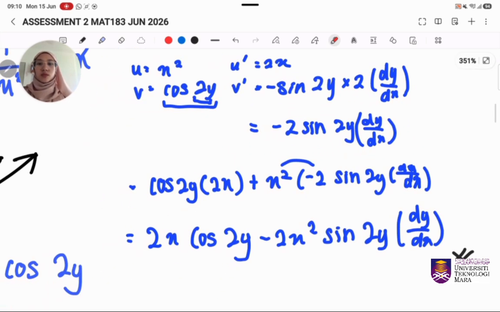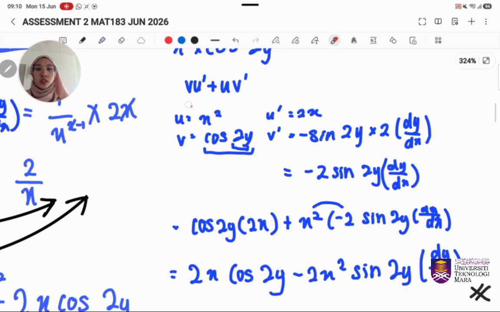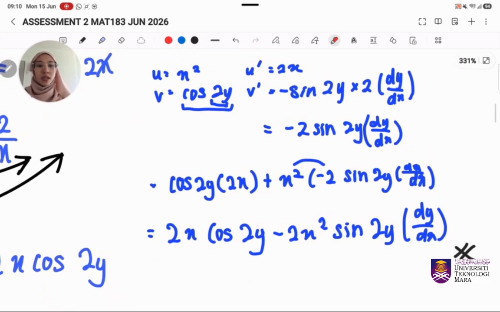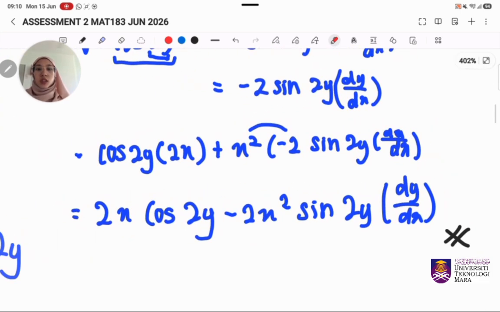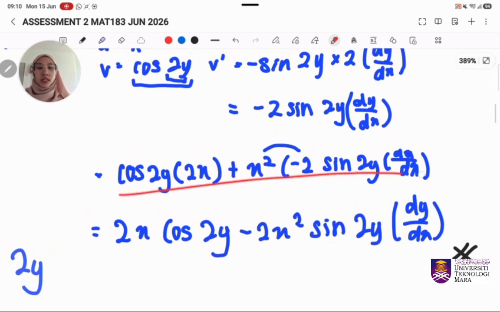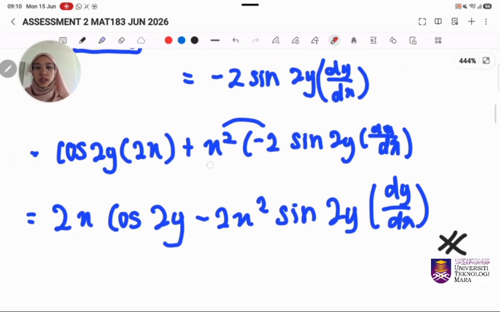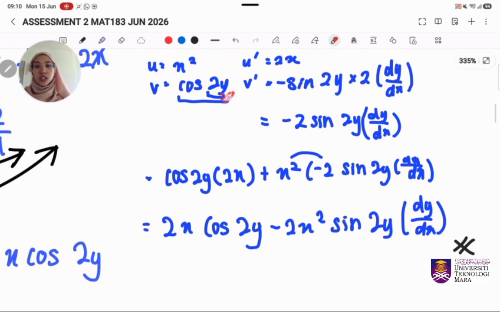Okay, so next we can put all this u, v, u prime and v prime into the formula. So that's why it becomes like this. Now when it becomes like this, we can simplify again. We can expand, so it becomes 2x cos 2y, and expand x squared to here. So it becomes negative 2x squared sin 2y, and don't forget the dy over dx because we have differentiated the y here.